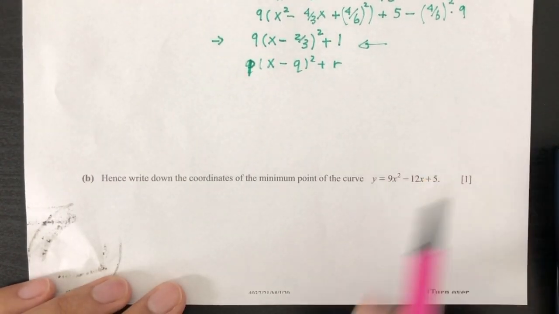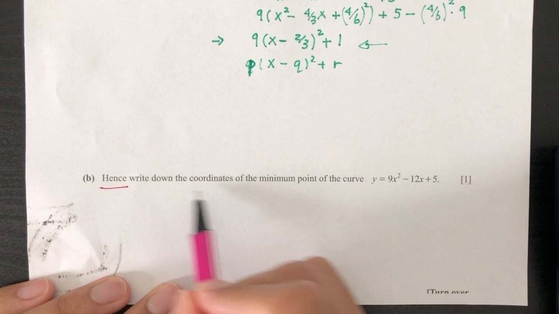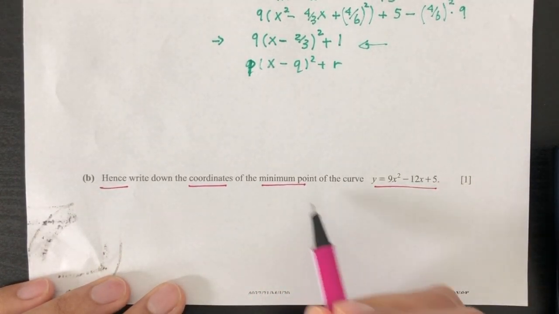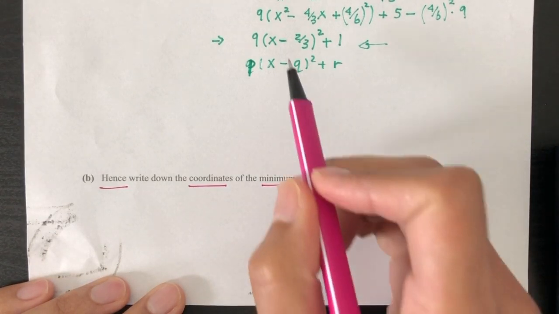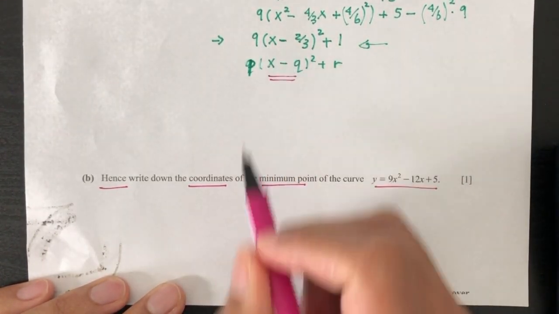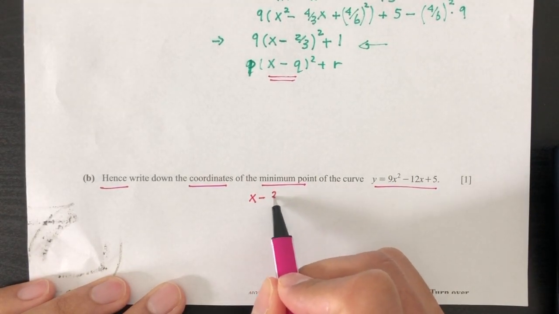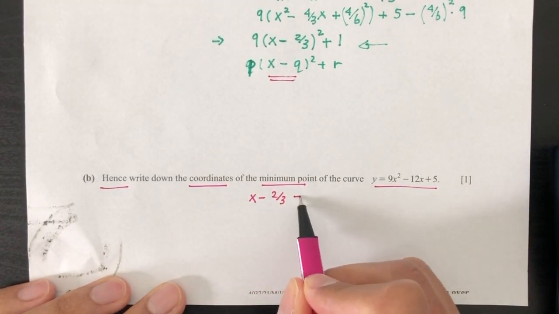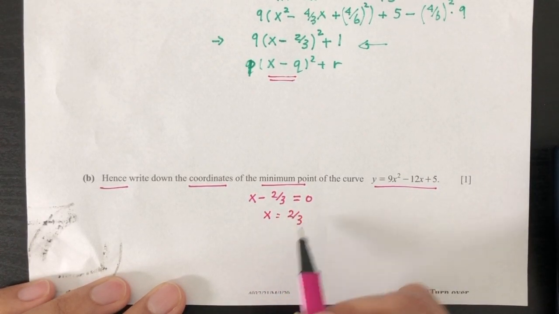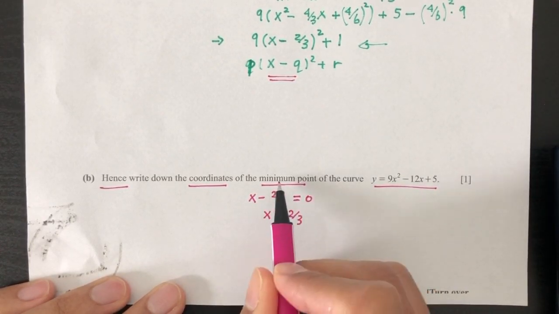Now the question for part B says: hence write down the coordinates of the minimum point of the curve. So how do you find the minimum point? You have to look inside of this square. So if you look here, we have x minus 2 over 3. We have to equate this to 0. So x will be 2 over 3. That's your x coordinate for the minimum point.